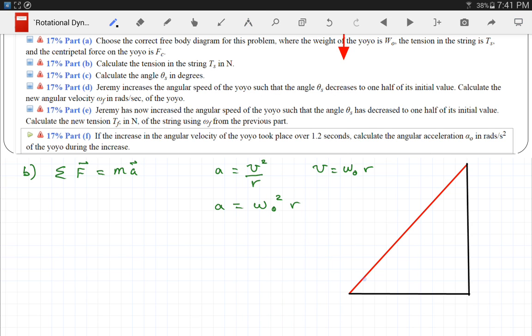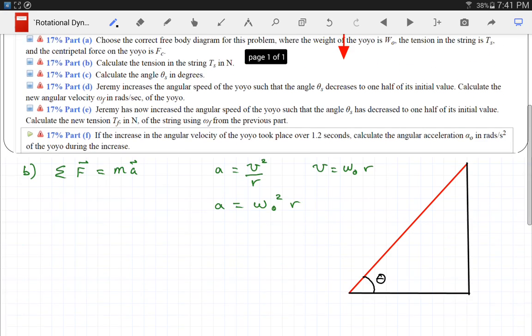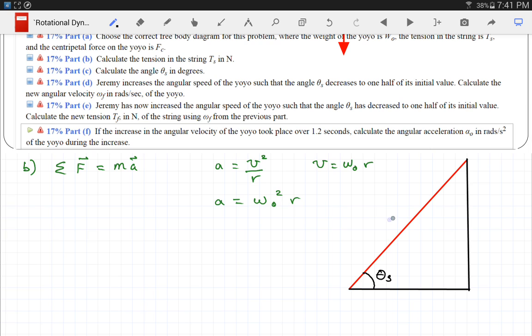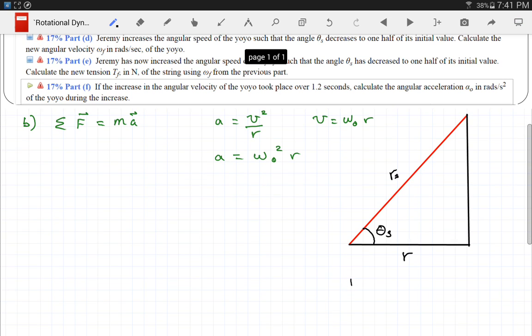And we know from what's given that this angle here is defined as theta s. This side here is rs, and this side here is the radius of the circle it's doing. So I can immediately say, well, this is the adjacent side of the triangle for the r, and so r must equal rs cosine of theta s. So that's the r that goes in my acceleration.